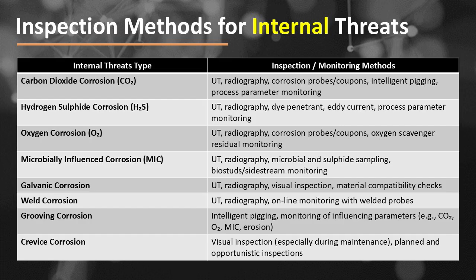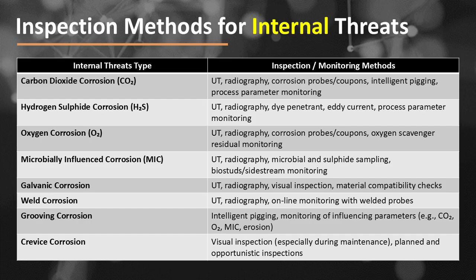Inspection methods for internal threats. If the internal threat type is carbon dioxide corrosion, or CO2, then the inspection or monitoring methods that can be used are UT, radiography, corrosion probes or corrosion coupons, intelligent pigging, and process parameter monitoring.